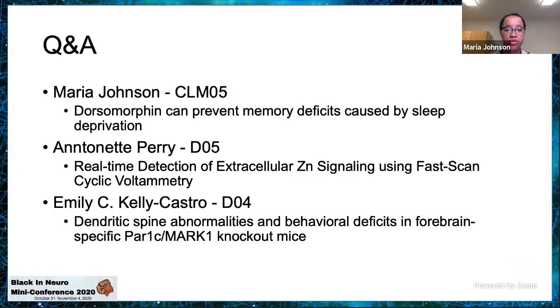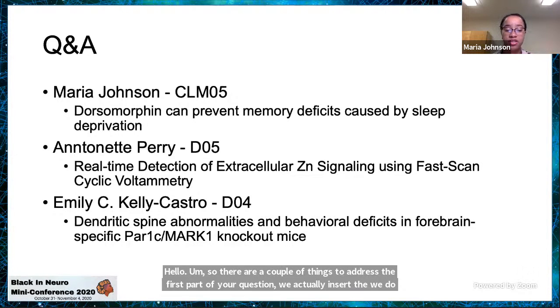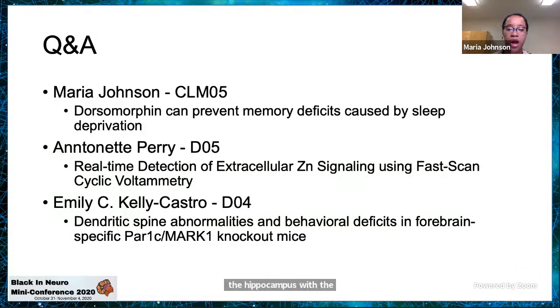So we have a pretty strong belief that the drug is in fact acting on the hippocampus because, again, of the cannulation surgery. And then, of course, the deficits that we see in the mice that are sleep deprived would indicate that we are in fact impacting the hippocampus, since that is the part of the memory that would be impacted by sleep deprivation.